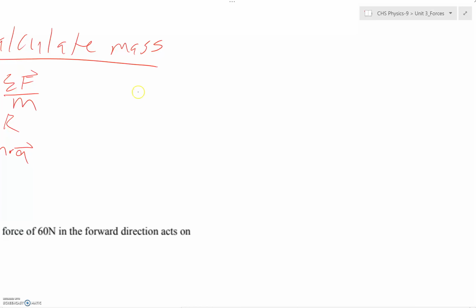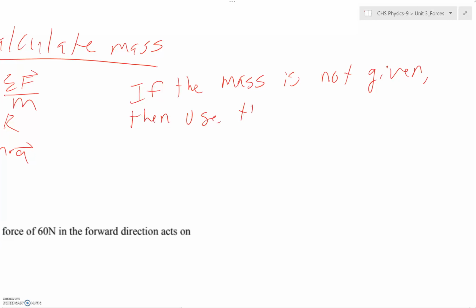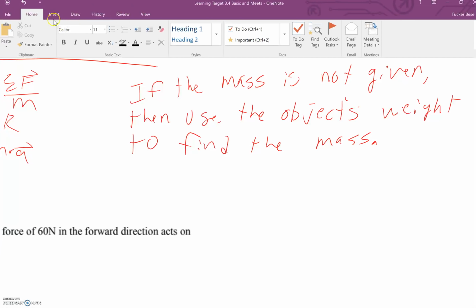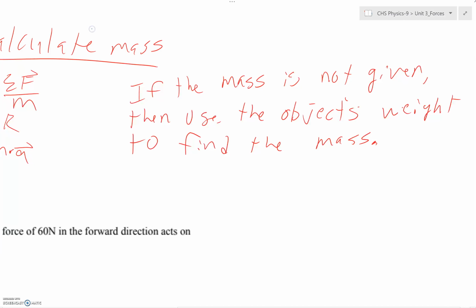So the first thing I wanted to talk about is, if the mass is not given, then use the object's weight to find the mass. So what I mean by that is this.